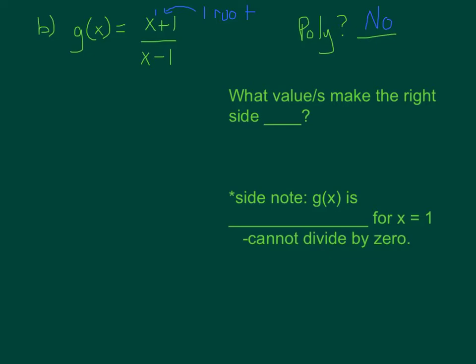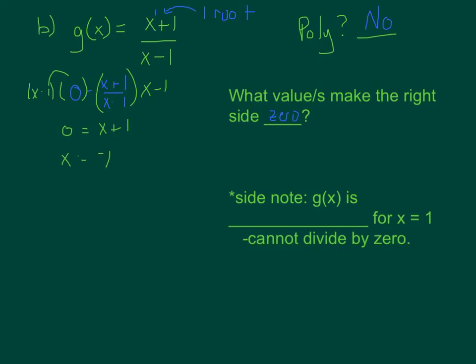In other words, what values make the right side equal 0? So let's set this equal to 0: 0 equals (x plus 1) over (x minus 1). Now, what you can do here is multiply both sides by the denominator, since it's equal to 0 and nothing else. Well, 0 times anything just stays 0, so 0 is equal to x plus 1. And the zero for this equation is negative 1.